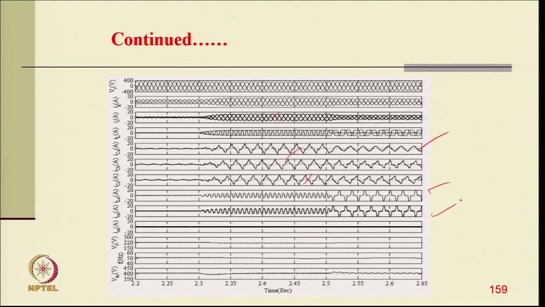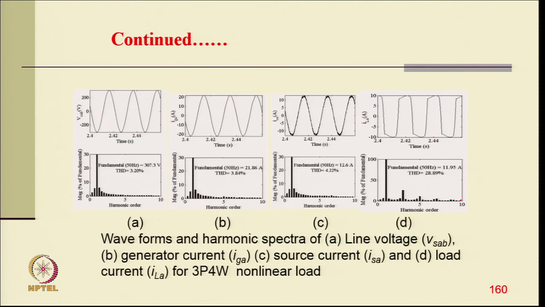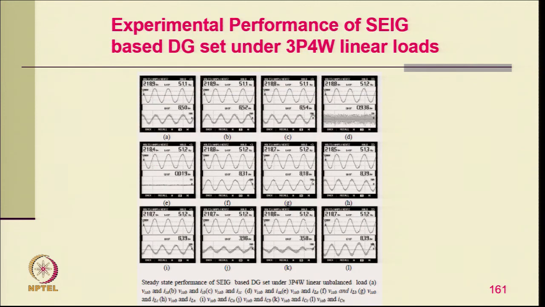apart from harmonic compensation and load balancing. Both are demonstrated here. Neutral current compensation is also provided here, and you can see clearly the load current THD is 28.8%, where the generator source current THD is 3.8% and the point of common coupling voltage THD is only 3.2%. These are experimental results.